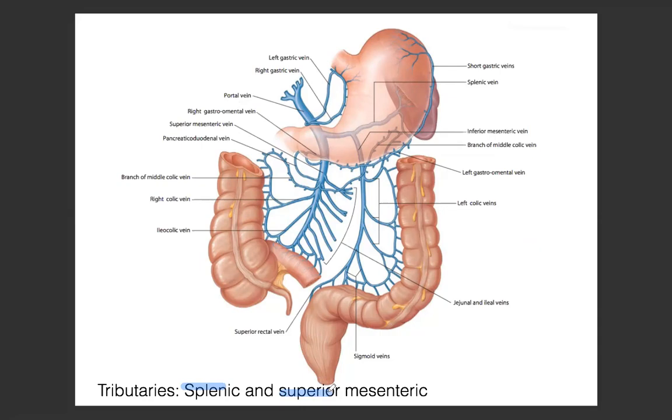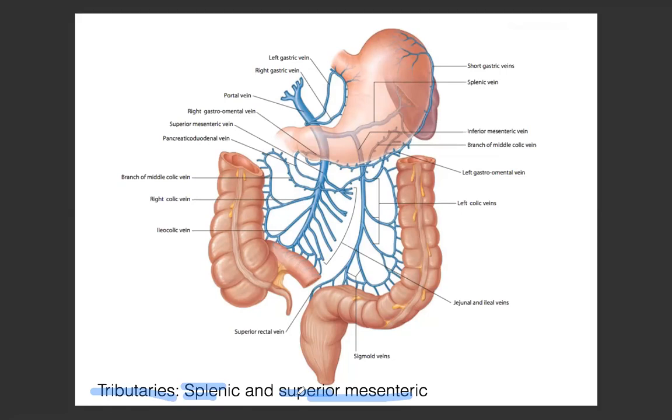Okay? Splenic and superior mesenteric. After that, it receives other branches into it. So the two main tributaries that form the portal vein are the splenic vein and the superior mesenteric vein. After that we have other veins that join into it to form the portal vein. Okay? All of the others count as tributaries, but they're the main ones. Okay? That's the first thing you need to know: that their tributaries are the splenic and the superior mesenteric.